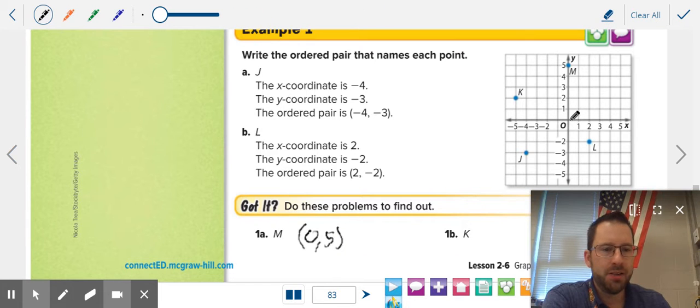For K, you have to go backwards 5 and then up 2. So backwards is negative and up 2. So there are your coordinates: for M, 0 and positive 5, and for K, negative 5 and positive 2. All right, use your coordinate grid to help you with that. Use your number lines, x-axis, y-axis.